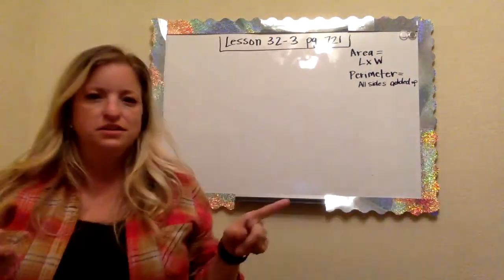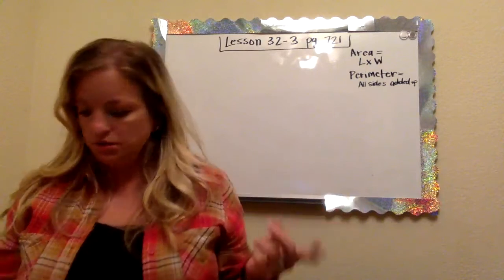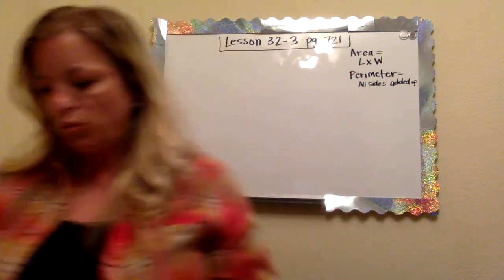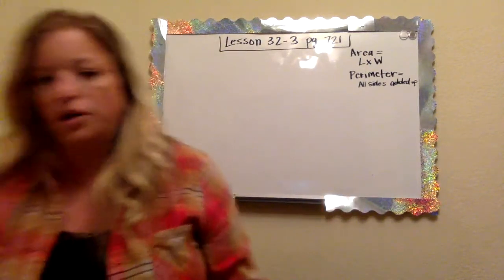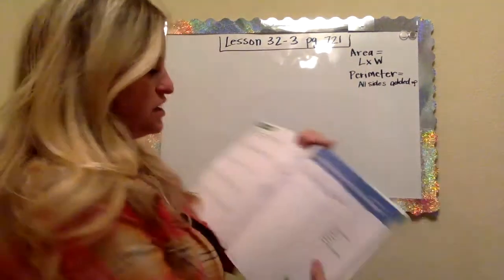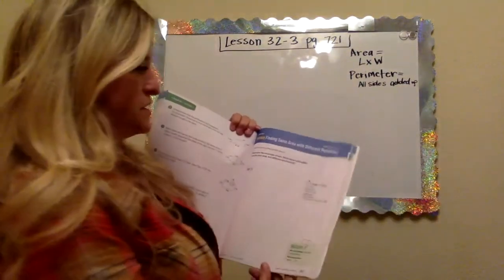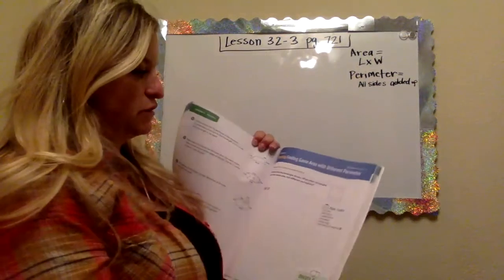We're doing lesson 32, session 3 on page 721. At the top in the blue, it says finding same area with different perimeters. So that's what we're going to focus on.